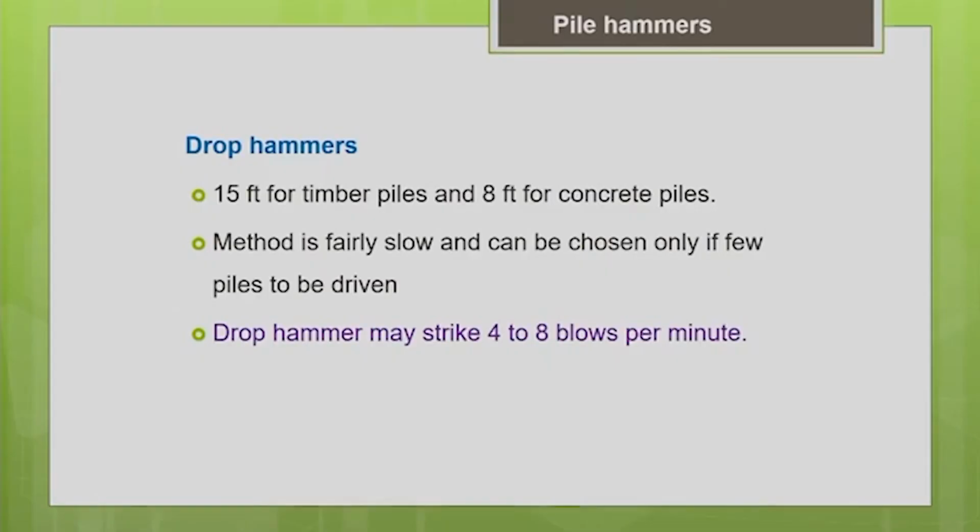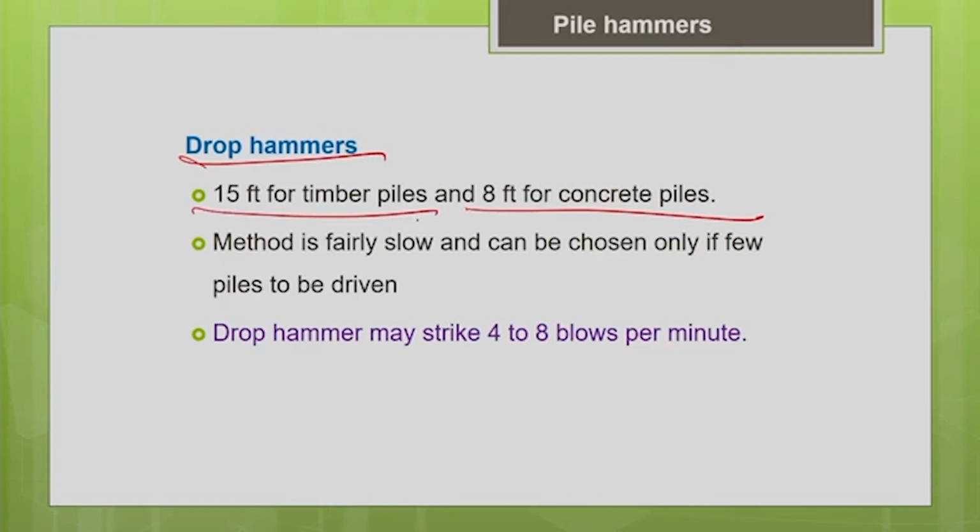As I told you, concrete is weak in tension, so it is more susceptible to shattering while ramming it or while driving the pile. That is why, for concrete piles, the limitation of height of fall for the drop hammer is given as 8 feet, and for timber piles it is 15 feet.